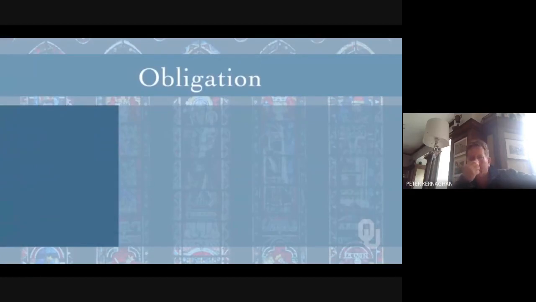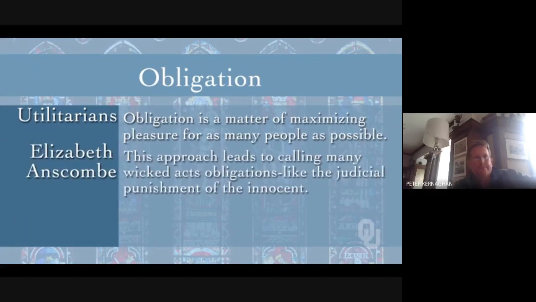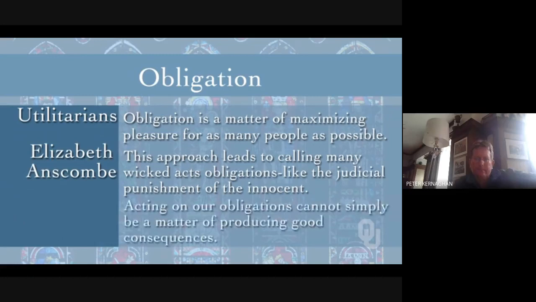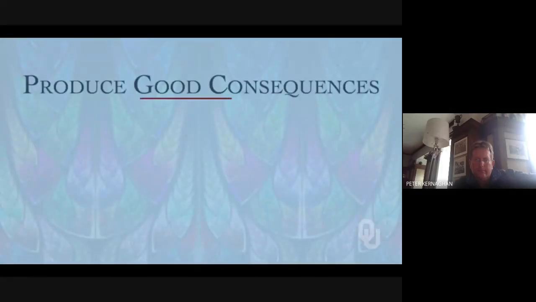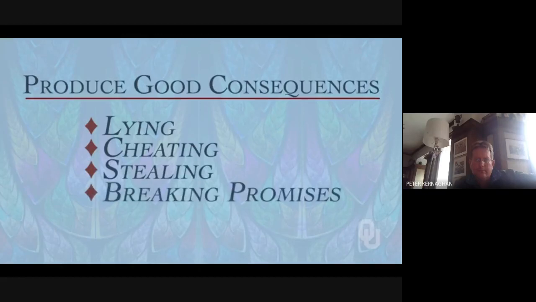At that time, utilitarianism dominated English ethics. And according to utilitarians, obligation is a matter of maximizing pleasure for as many people as possible. But, Anscombe argued, this approach leads to calling many wicked acts obligations, like the judicial punishment of the innocent. Acting on our obligations cannot simply be a matter of producing good consequences. We can produce good consequences by lying, cheating, stealing, breaking promises, and committing murder.